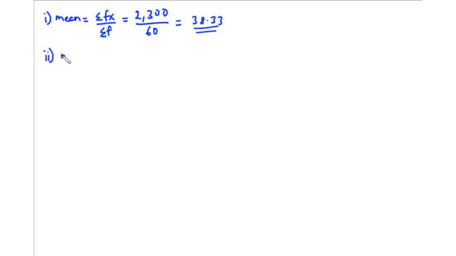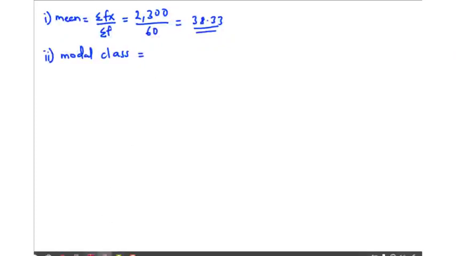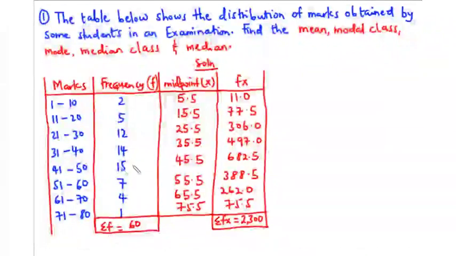Now let's find the modal class. The modal class is the class or the interval with the highest frequency. Let's come back to the table. You realize that the class or the interval with the highest frequency is 41 to 50, because we have values within this interval occurring 15 times. So we have the modal class to be 41 to 50.